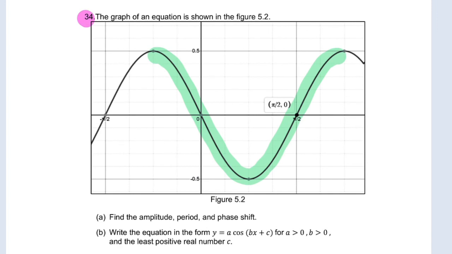You can also do question number 34. The question asks you to find the amplitude, period, and phase shift. Then the question asks you to write the equation in the form of y equal to a cos bx plus c. Since the graph asks you for cos, that's why I've highlighted this for you. This is the graph that you need to focus on.